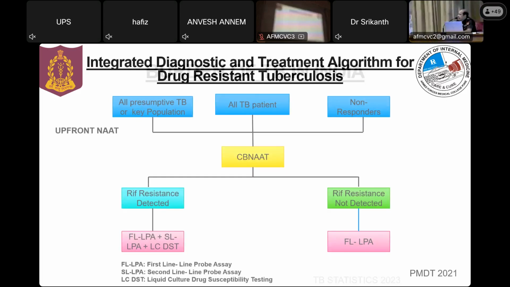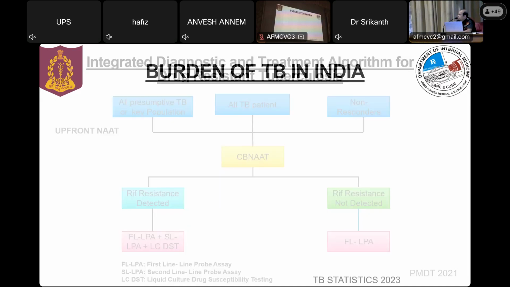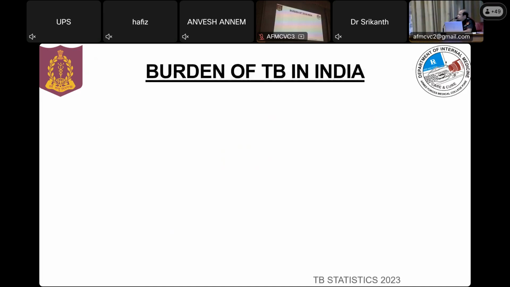And CBNAT can be done on what all samples? Any microbiology resident from microbiology? What does CBNAT stand for? Cartridge-based nucleic acid amplification test. So CBNAT can be done in various samples like sputum, BAL sample, then extrapulmonary samples like CSF, synovial fluid, pleural fluid, and it can be done on any body fluid sample. Yes. Can be done. Okay.